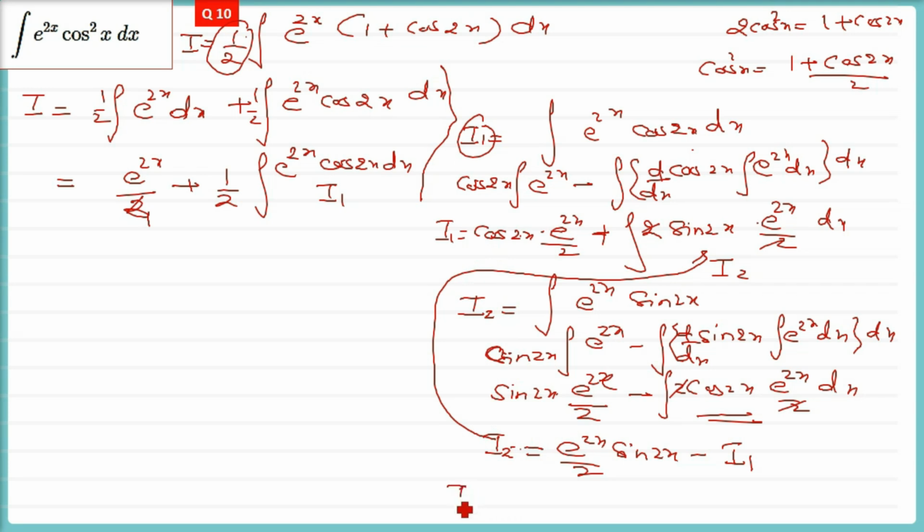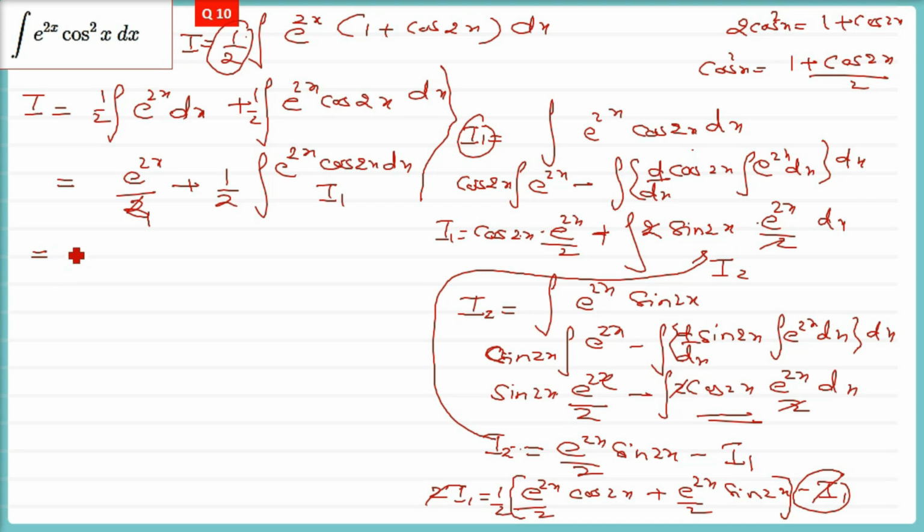So let's write I1 first. I1 will be equal to cos 2x, e raised to x by 2, and cos 2x you can write cos 2x. And in place of all of this, you will write this I2, which is e raised to x by 2 sine 2x minus I1. And this I1 you can bring on the left, so it will be twice of I1. So you can just take this here, cancel this I1, 2 will be coming on the right downstairs.